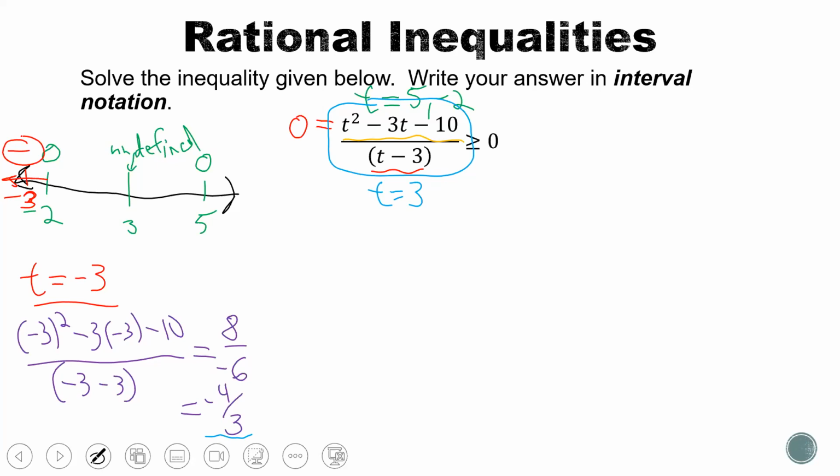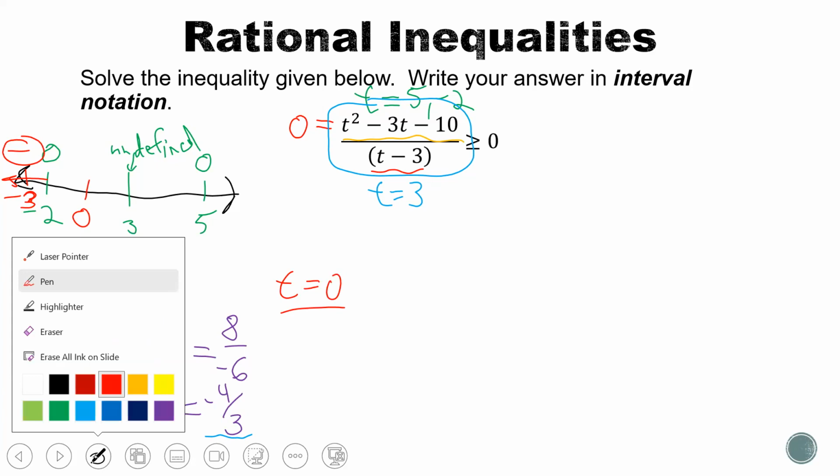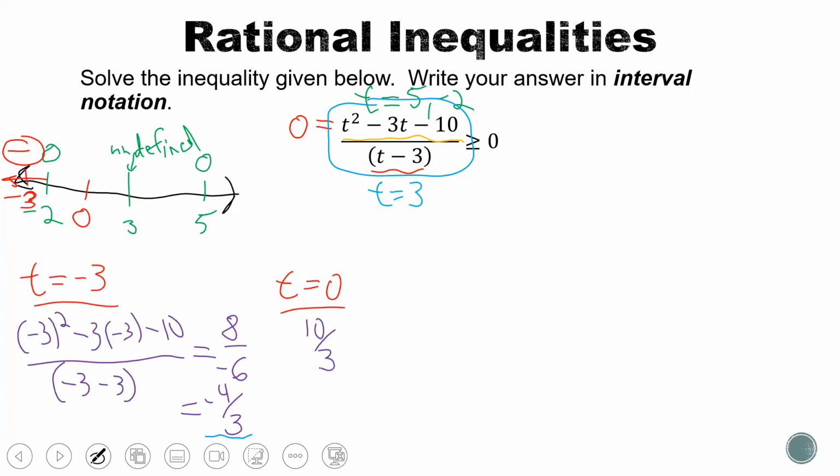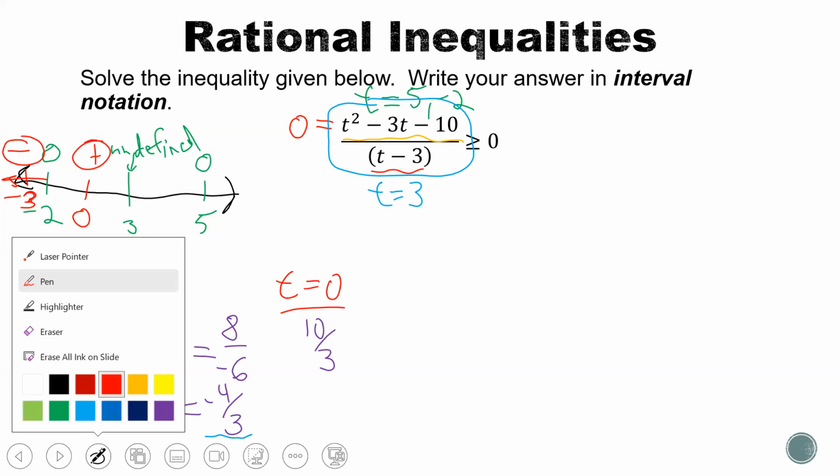All right, we'll proceed on. We'll now find a value between negative 2 and 3. I'm going to use 0. If I plug in t equals 0 here, the result by plugging 0 in for t would be positive 10/3. And so most importantly, we see that it is positive. So we know for all values between negative 2 and 3, the expression will output positive values.